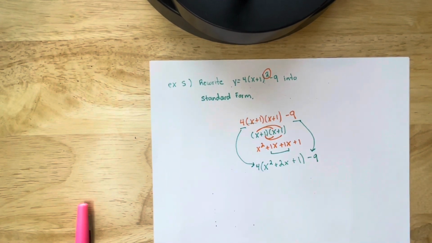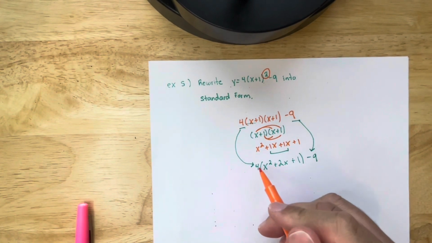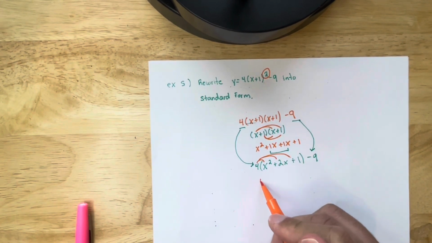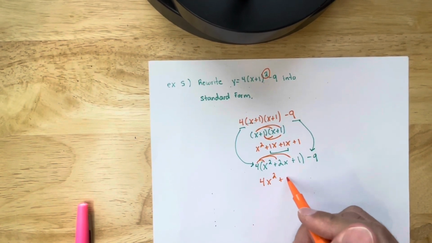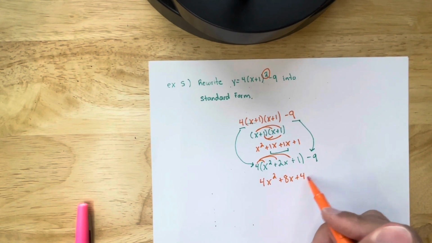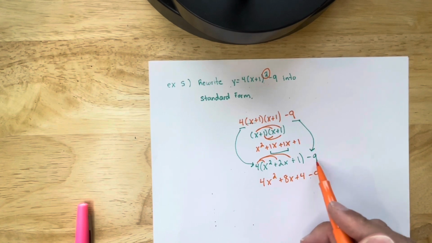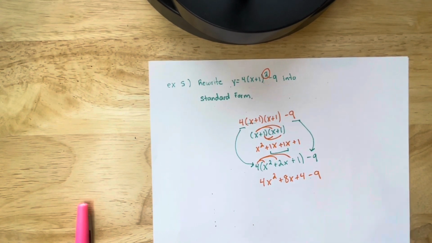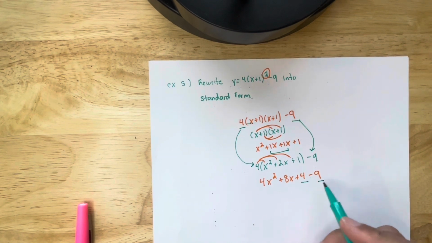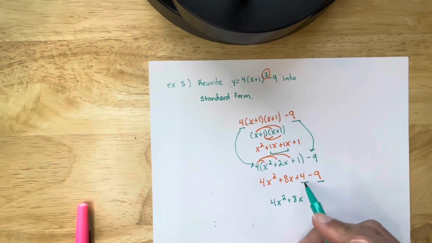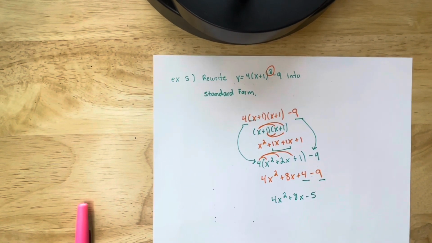Then my last piece of information is to take this number that's in the front, distribute the 4 to every piece in the inside. You're going to get 4x squared plus 8x plus 4, and then minus 9 just drops down. Now remember, you're not distributing the 4 to the 9 because it's not inside the parentheses on the outside. So you have to leave it alone until the end. And then your last step is combine like terms, which in this case is the 4 and the negative 9. So this is going to simplify to be 4x squared plus 8x, and then 4 minus 9 is negative 5. And that would be your final answer with A, B, and C in standard form.